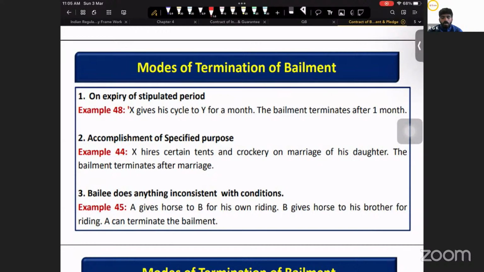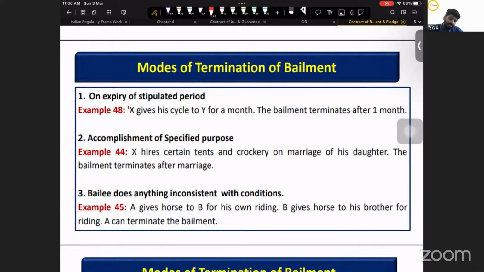Second one is on accomplishment of the specified purpose. If the bailment is for some purpose, once the purpose is completed, the bailment comes to an end. X hires certain tents, the shamiana, as we put up. Once your marriage function is over, the bailment is over. You cannot retain it. You have to return it. The person will come and collect it back.